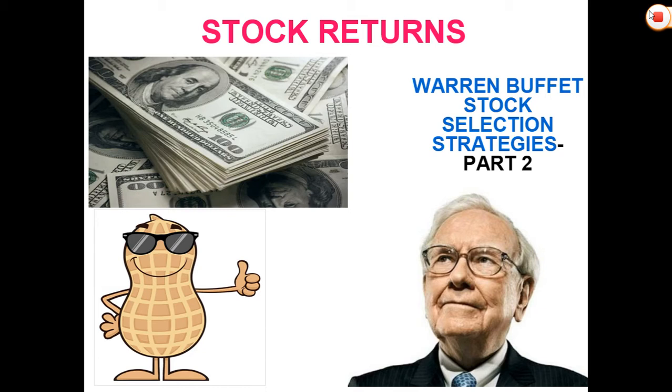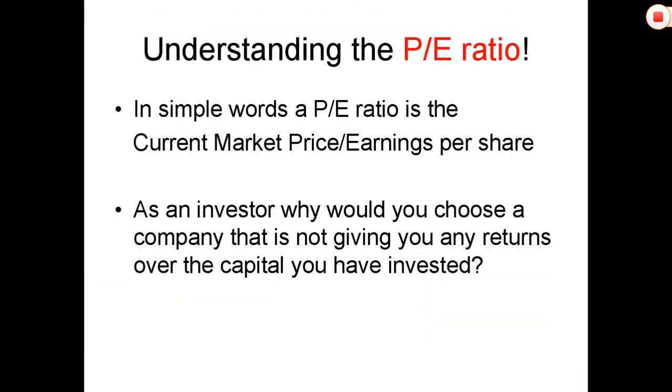In this video, we're going to talk about how to analyze stocks as far as the stock's returns are concerned, and how that would help you choose a stock. Now, to know what sort of returns you would be making on the company or the stock that you've chosen, we need to understand a very famous ratio, which is called the PE ratio, which is nothing but the price to earnings ratio. In simple words, it's the current market price upon the earnings per share.